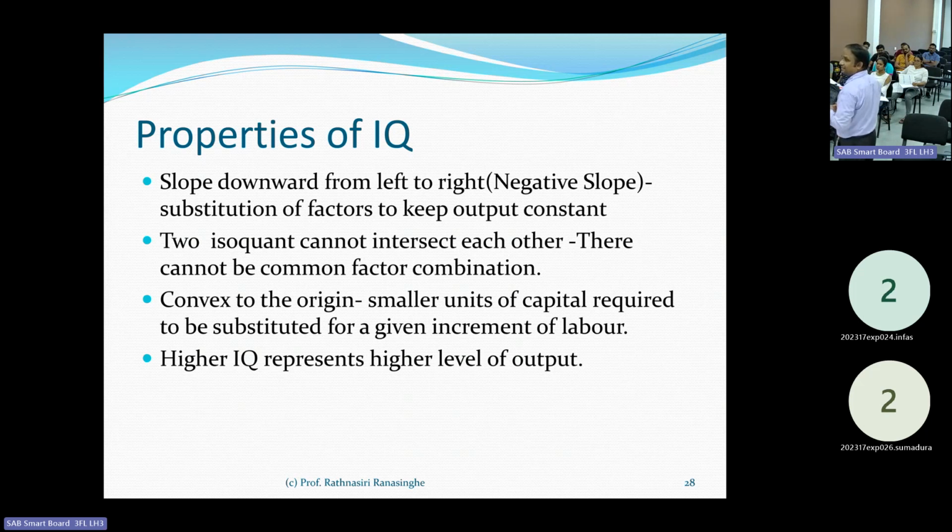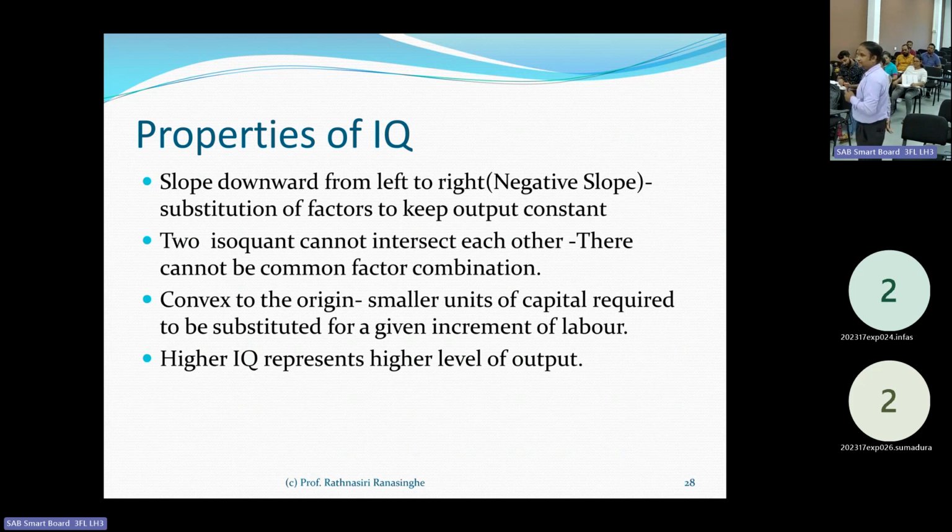First, let's take the downward slope. Why is it a downward slope? Because the two are negatively related. A downward slope means going from left to right, and here the isoquant is also negatively sloped from left to right.